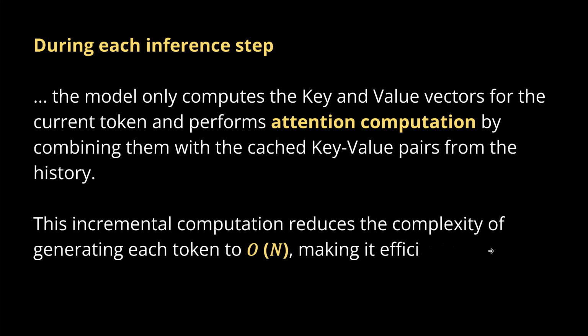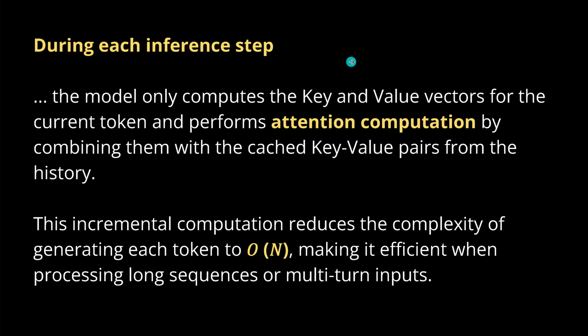And you say, yeah, this is familiar, no? Because the model only computes the key-value vectors from the current token and then performs the simple attention computation by combining them with the cached key-value pairs from the historical development. Incremental computation reduces, and this is the beauty, the complexity of generating each token to an order of n, making it efficient when processing long sequences like we have in multi-turn inputs or some really complex reasoning.